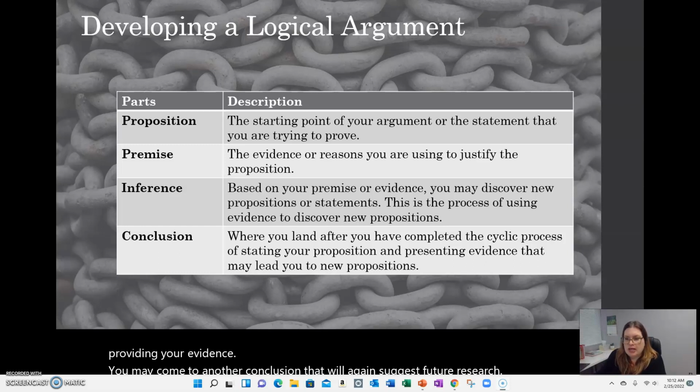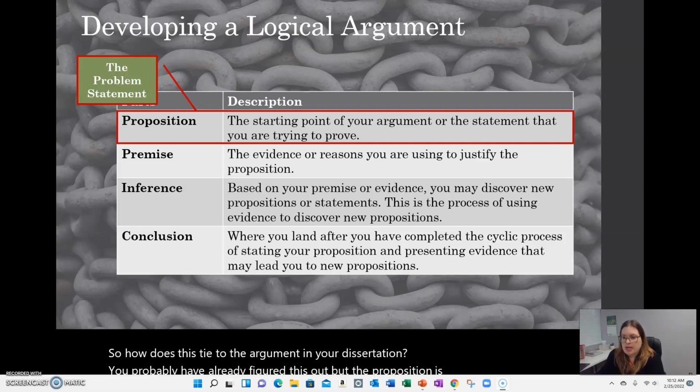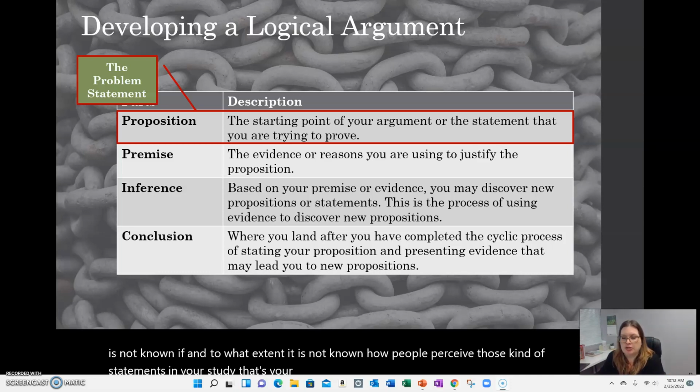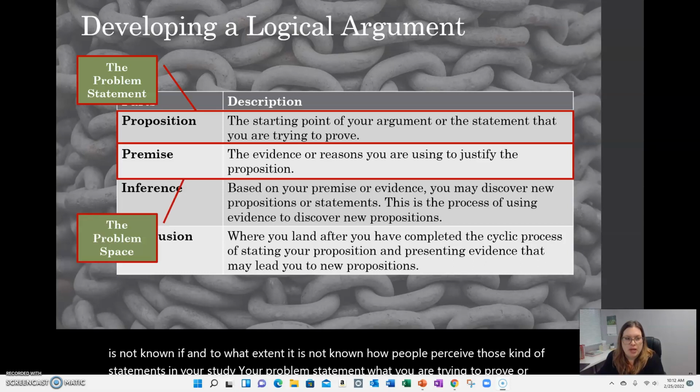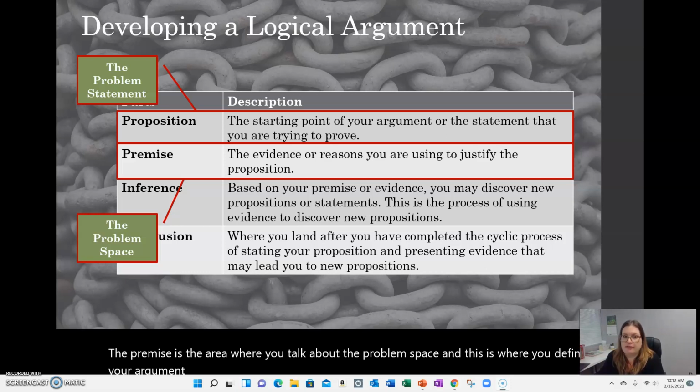So how does this tie to the argument in your dissertation? You probably have already figured this out, but the proposition is your problem statement. It is not known if and to what extent, it is not known how people perceive. Those kind of statements in your study, that's your problem statement, what you are trying to prove or provide evidence for. The premise is the area where you talk about the problem space, and this is where you define your argument. You provide evidence for why there is a problem that needs to be addressed.